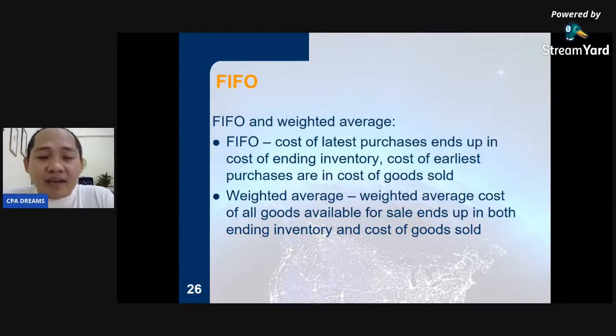Sa weighted average, ginagamit to sa periodic. And then, yung moving weighted average, ginagamit siya sa perpetual. Now, weighted average is, ito yung weighted average cost of all goods available for sale, which ends up in both ending inventory and cost of goods sold. So, alam naman natin yan. Marami tayong pinagagamitan ng weighted average calculation. So, hindi ako magdidig down deeper, but I will give you a problem to solve.